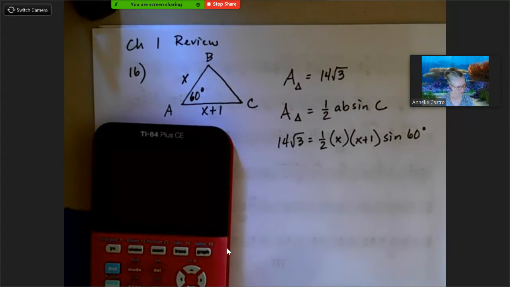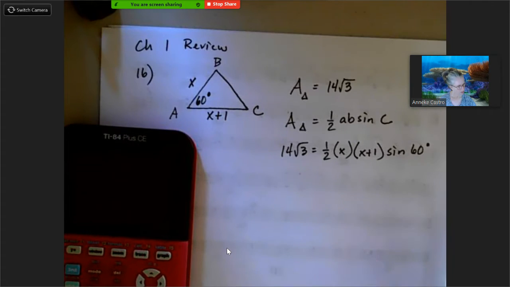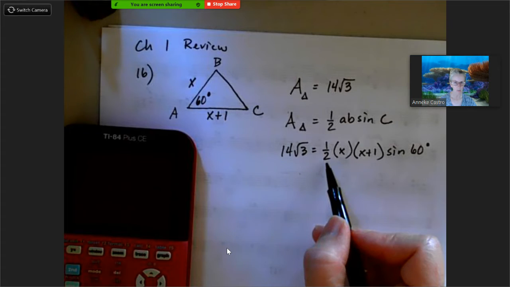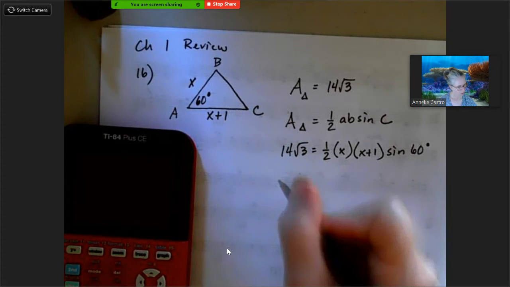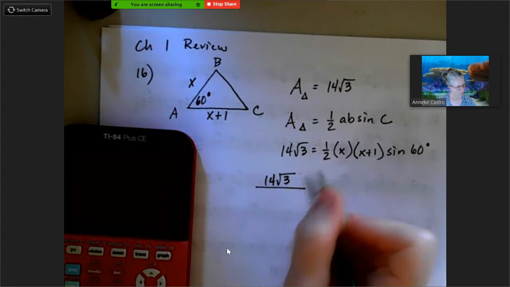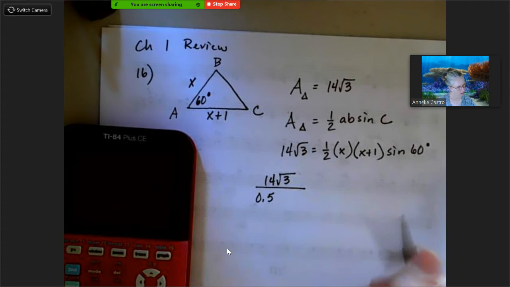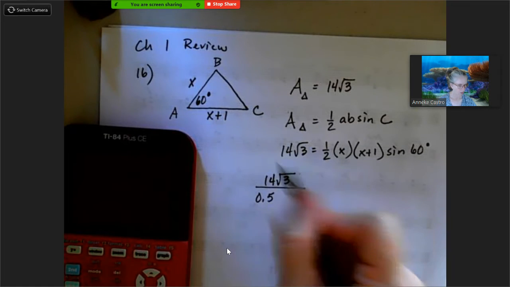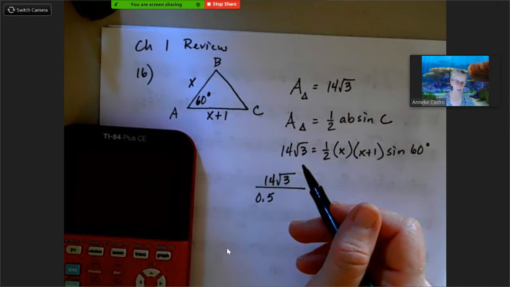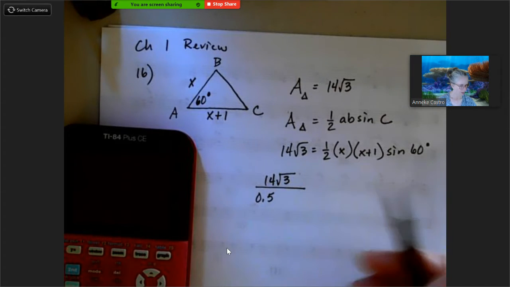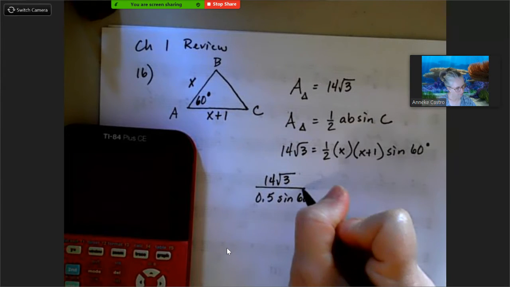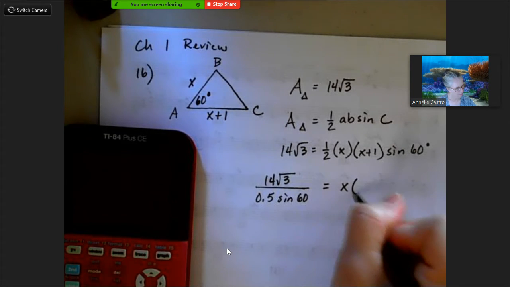So I'm ready to get x by itself here, I think. What I want to do is get these x's by themselves. So I'm going to divide both sides of the equation by 1/2 and sine 60. So I'm going to have 14 root 3 divided by 1/2. I'll change that to 0.5 just to make my life easier. Otherwise, I could just multiply by 2. Actually, that would be easier. I could just multiply 14 root 3 by 2. But I didn't. I already wrote this, so too bad. All right, so sine 60 is equal to x times x plus 1.